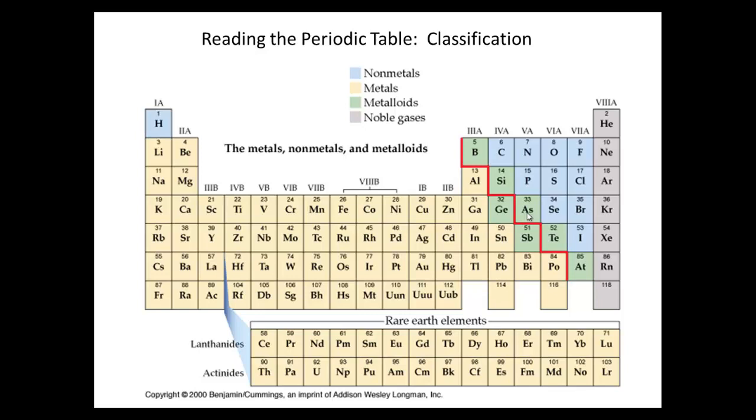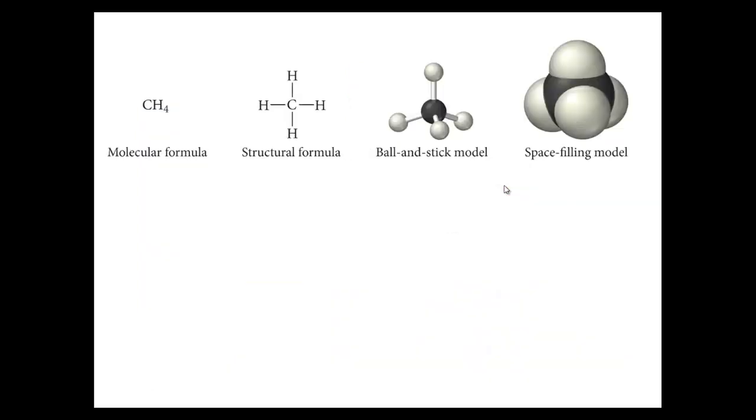And if you look at these guys in the middle, they're not really quite either one of these. They're not really great conductors like metals, and they're not really non-conductors like non-metals. So they're what we call sometimes semiconductors. You can see silicon is here, and that is actually an element that we use for computer chips because it is a semiconductor.